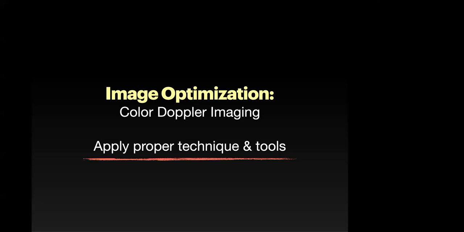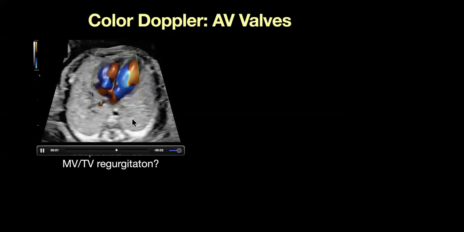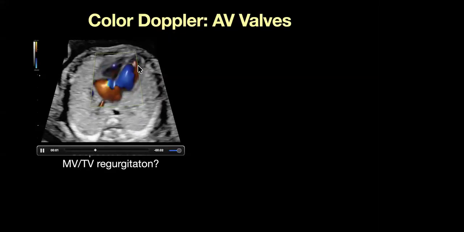So again, applying the proper techniques and tools. And I have to admit, this is the area where I see the most errors. These are the overcalls, right? So really, you have to learn how to apply the proper techniques and tools, especially when you're looking at the heart. So when you're looking at this four chamber, it's really easy to suspect, is there a ventricular septal defect? Is there a mitral valve or tricuspid valve regurgitation? I mean, would you guys actually clear this? For me, absolutely not, right?